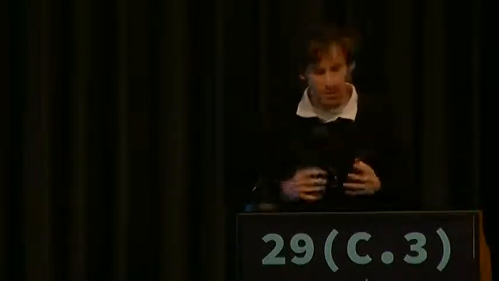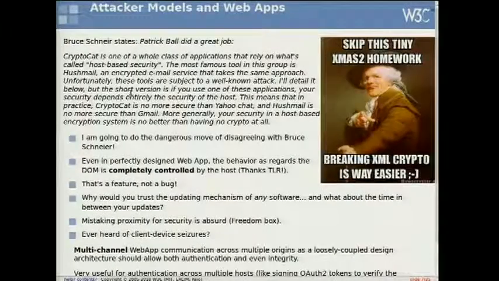So that's where I'm going to make a very dangerous move, something for which I'm sure a bolt of lightning will come down and destroy me: disagreeing with both Bruce Schneier and Patrick Ball over CryptoCat. So just to quote: CryptoCat is one of a whole class of applications that rely on what's called host-based security. The most famous tool in this group is Hushmail, and you can read the rest of the quote below.